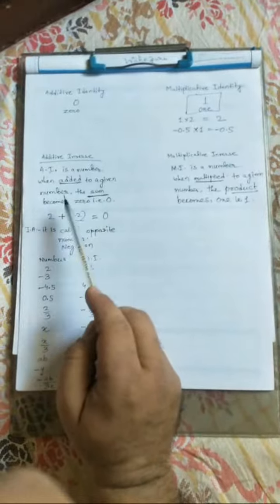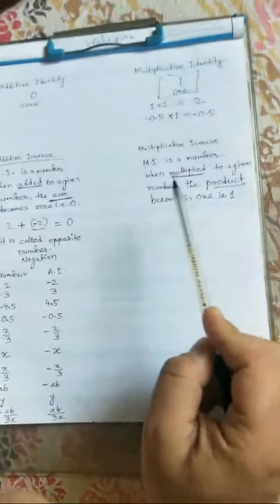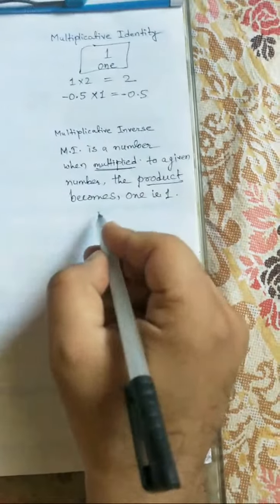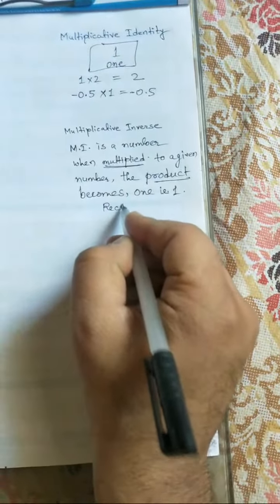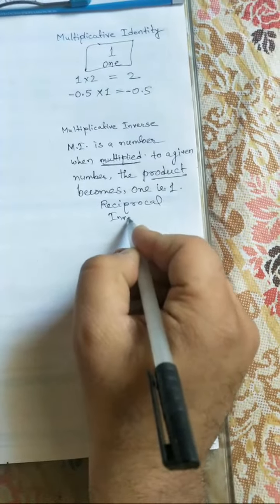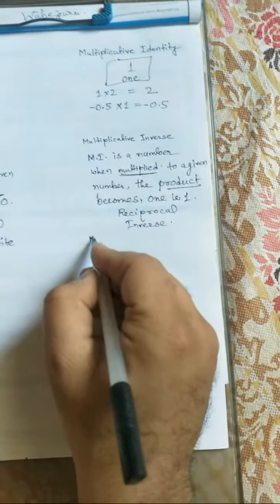See, additive inverse is a number that, when added to a given number, makes the sum 0, and multiplicative inverse is a number that, when multiplied with a given number, makes the product 1. It is also called the reciprocal of the number. Okay, now let's take some examples.